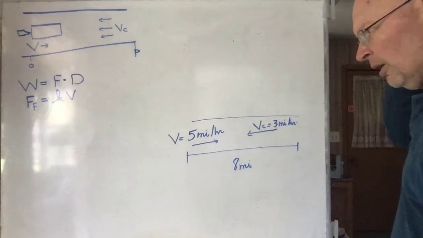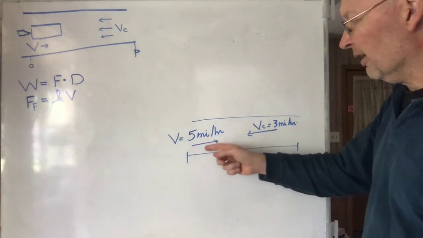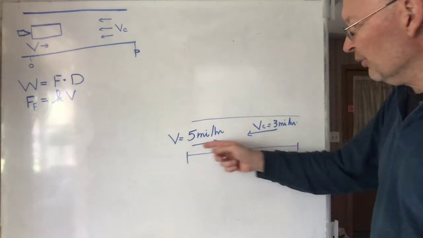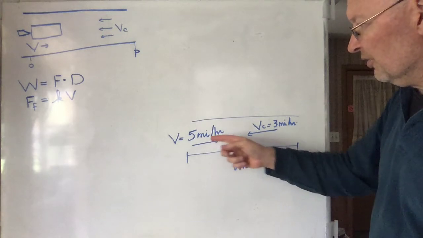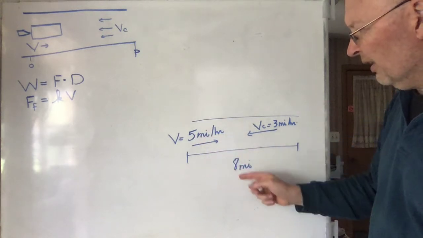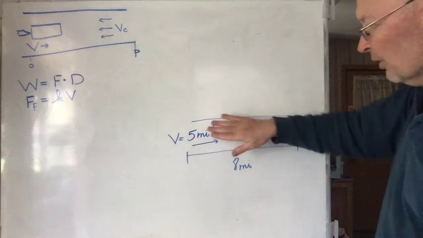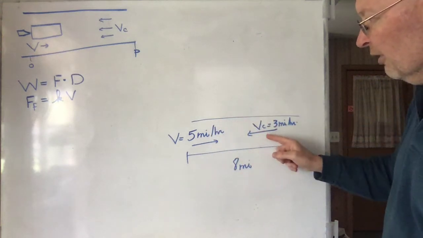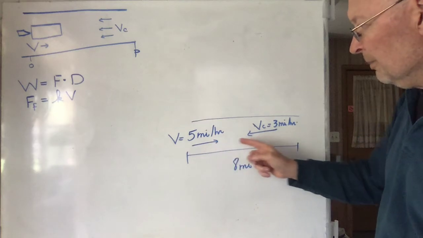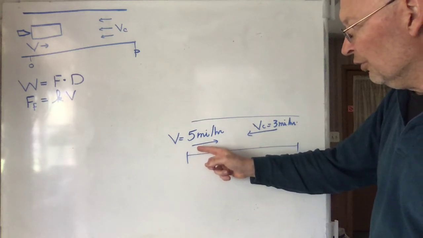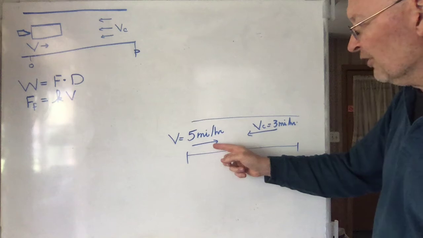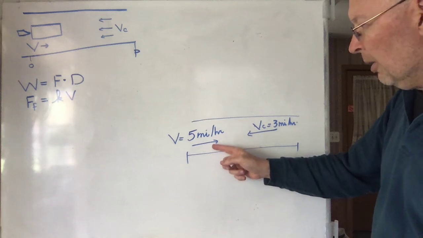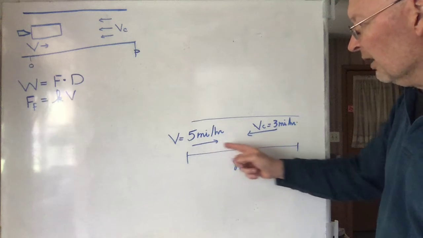Okay? Well then, let's just think about it. How much work have you actually done? You just say 5 times 8? No, that's not right. That would be the case if you were on a lake. But you're not on a lake, you're going against the current. So effectively, you're going at 5 miles an hour through the water, but you're going for quite a while.